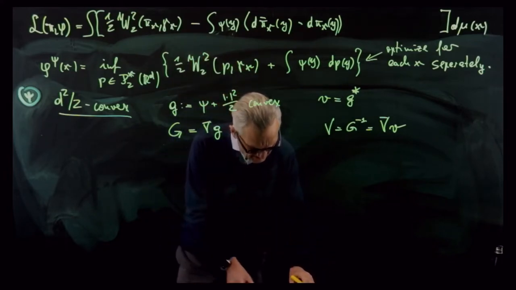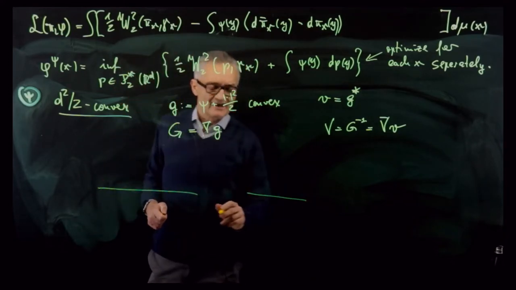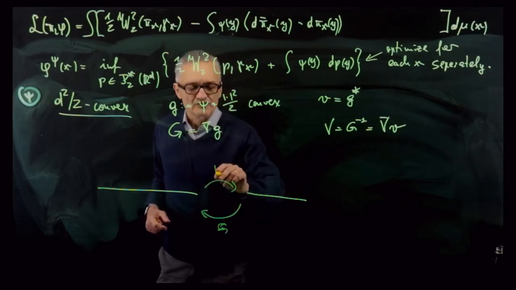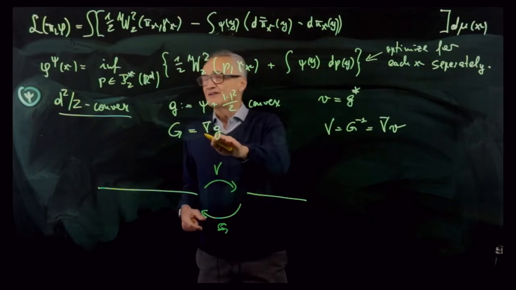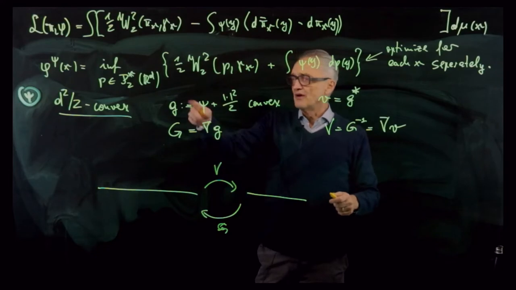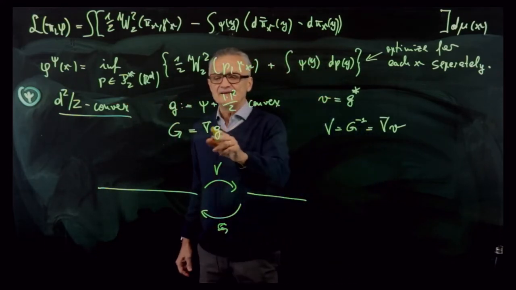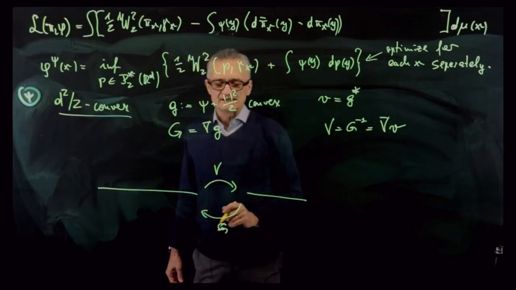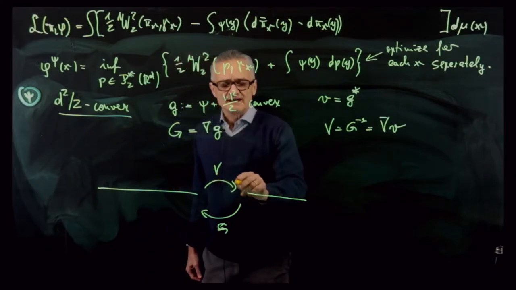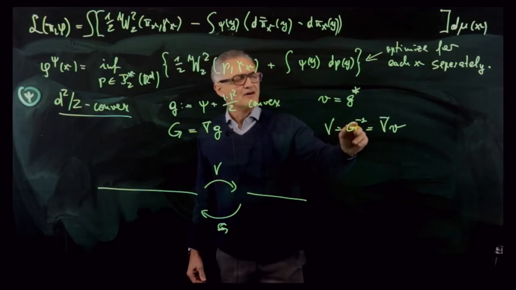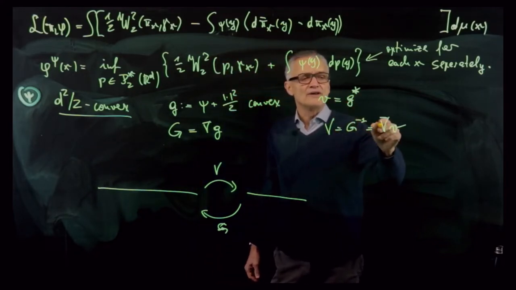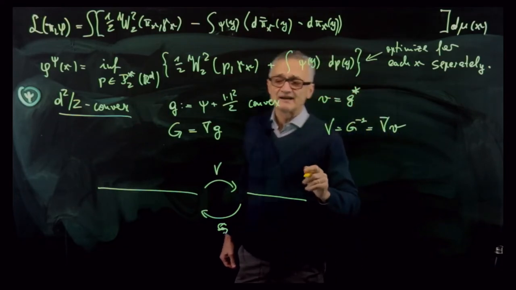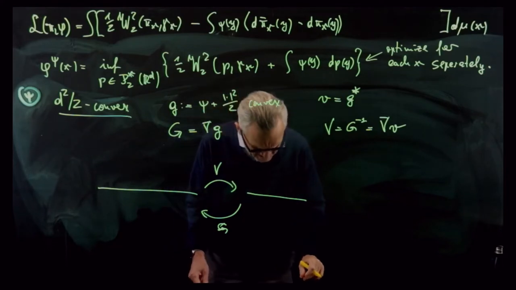I make a picture here maybe. In this direction goes the G, in this direction goes the V. If G is the gradient of a convex function, we may suppose that this is smooth. We are quite free to put regularity on psi. Then this is a transport on R^d, which optimally transports each measure by Brenier's theorem, and V is just the inverse of G, and from general theory we know that the inverse is given by the gradient of the convex conjugate. The star here denotes the convex conjugate.